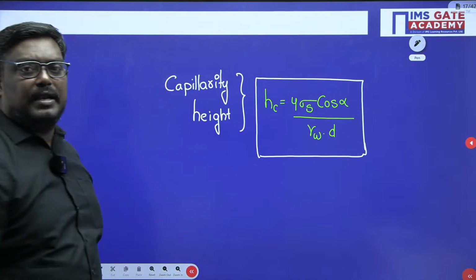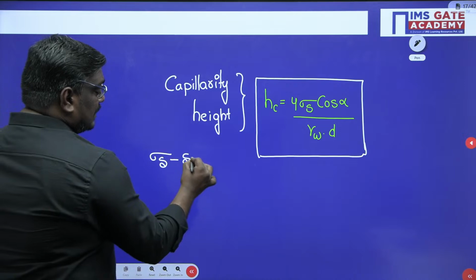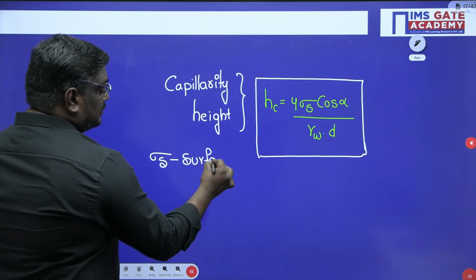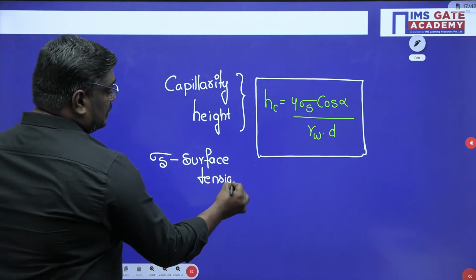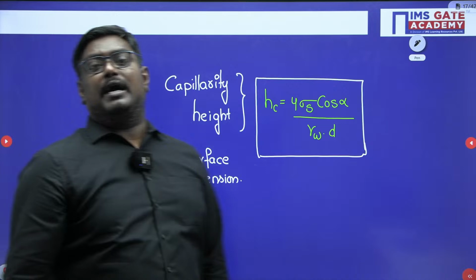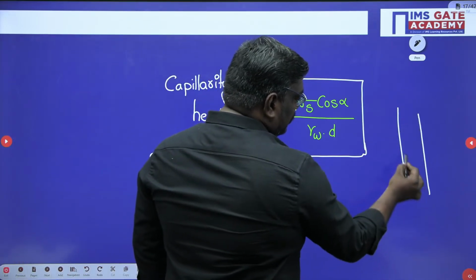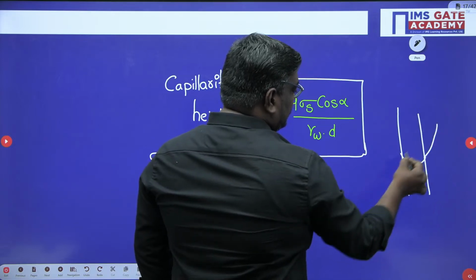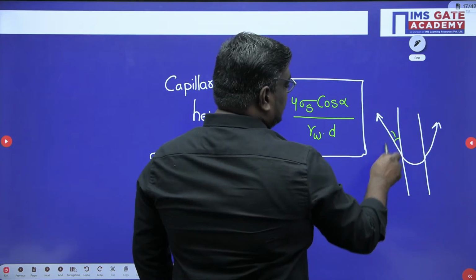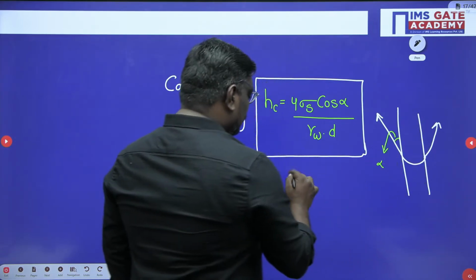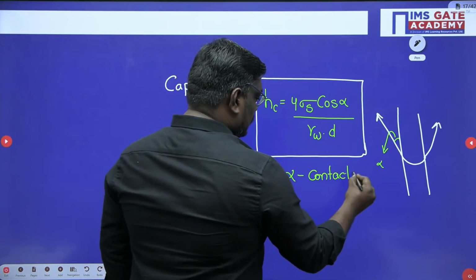Okay. Now, my dear students, what do you mean by sigma s here? Sigma s is nothing but the surface tension. What do you mean by surface tension? Force per unit length is nothing but the surface tension. Now see, students, what do you mean by alpha? Suppose you consider a capillary tube, and you consider this as a meniscus, and this angle. Alpha is nothing but the contact angle.